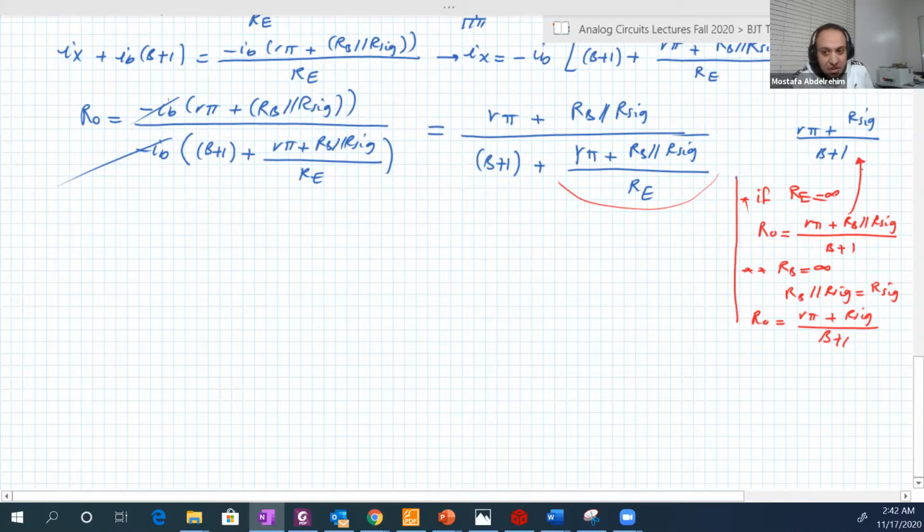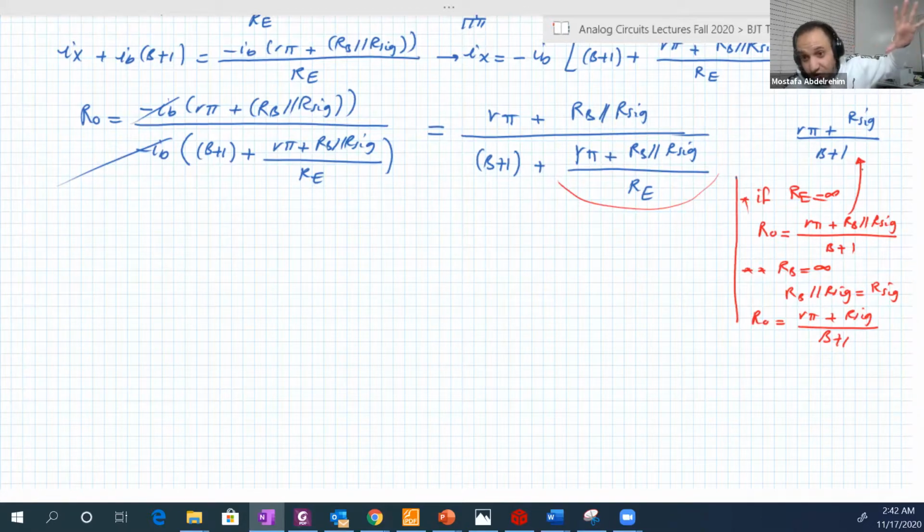The only difference between this circuit and the circuit that we solved in the first example of common collector is that there is RB, it's not infinity, and there is RE, it's not infinity. So if we put infinity for RB capital and RE, we should get the same value that we got before. Good. Now let's have a sense of numbers.